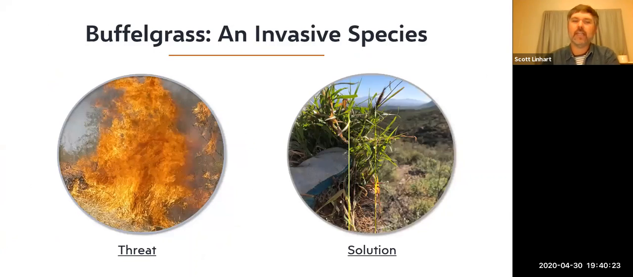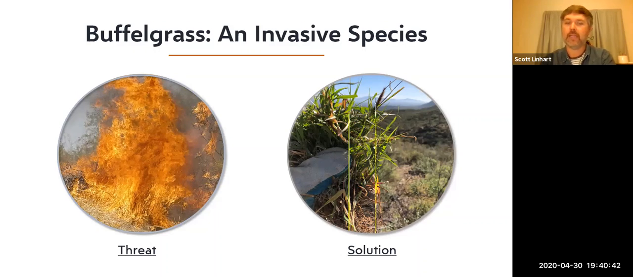Now, Buffelgrass is a plant native to Africa and parts of Asia, and was first introduced to the Sonoran Desert as supplemental grazing for cattle in the 1940s. The invasive species is very opportunistic and expands quickly in non-native environments.